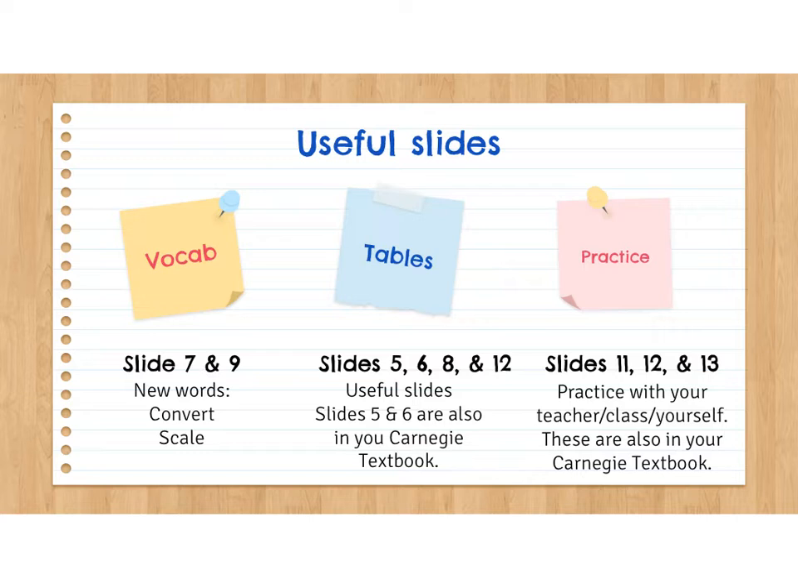Slides number 7 and 9 are vocabulary. You'll find tables on slides number 5, 6, 8, and 12, and there's some practice for you to do on pages 11, 12, and 13, but these are also in your Carnegie textbook, anything that you're expected to do.